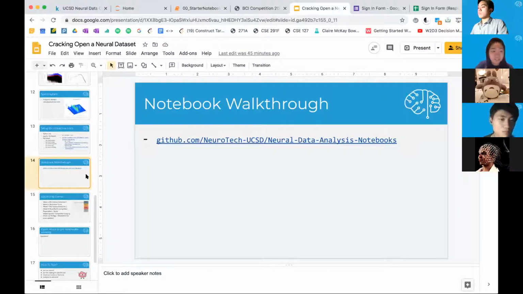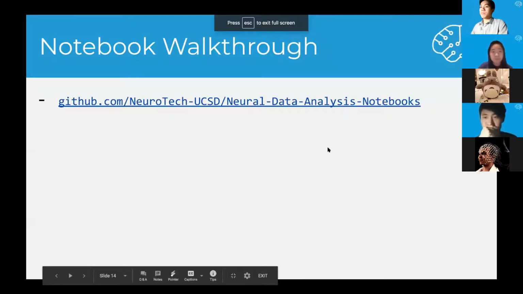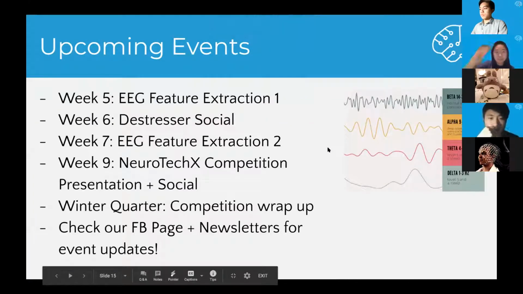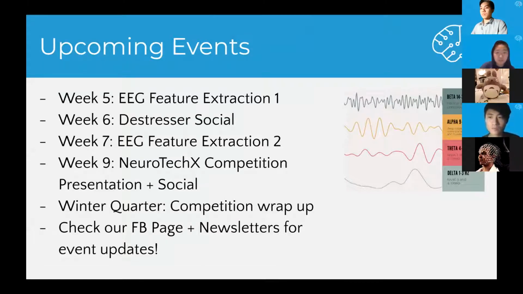Yeah, so that's pretty much most of the material that we had planned for today. We have some time, so we'll just go through the upcoming events that we're planning to have. In week 5, feature extraction 1, so we can continue learning about neural data. We'll have a destructured social to get to know each other a little bit better in week 6, and then feature extraction 2, and then a competition. So we're doing a motor imagery competition on the Neurotech X annual competition level. And so we'll present that in week 9 and have a social there.